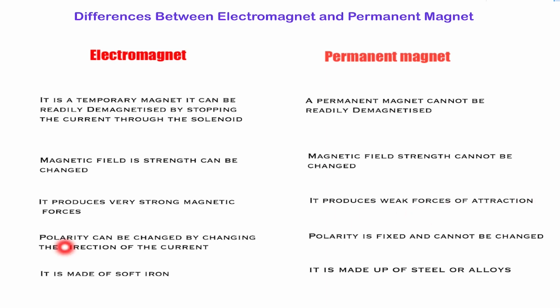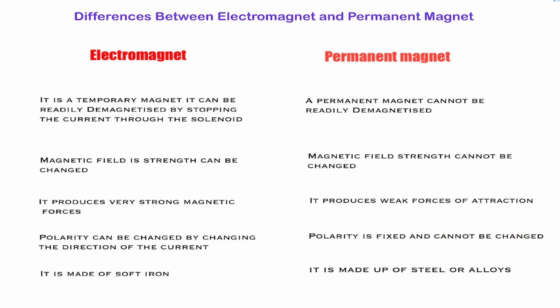In an electromagnet, the polarity can be changed by changing the direction of the current. Just now we have discussed that the polarity, nothing but the north and the south pole, can be interchanged in an electromagnet by changing the direction of flow of current. Whereas in a permanent magnet, the polarity is fixed and cannot be changed. That is, the north and the south pole of a permanent magnet can never be changed.